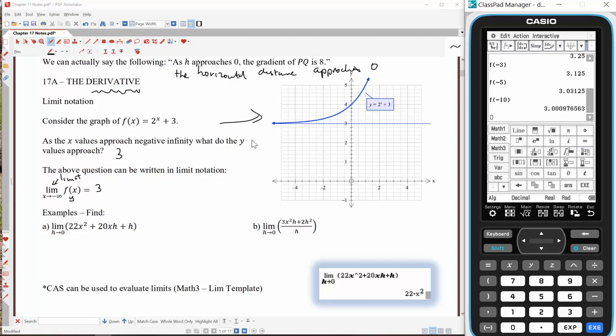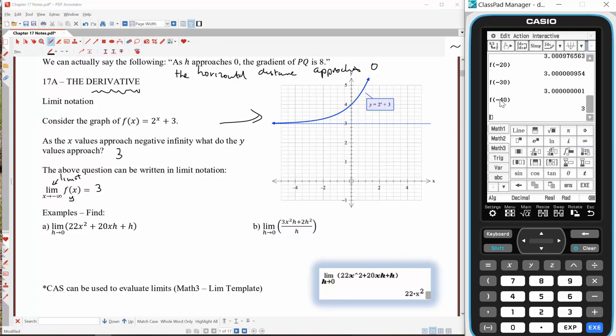Right, f of negative 10, okay, is somewhere down here. F of negative 20, getting closer. F of negative 30, getting really close. F of negative 40. Whoop. It seems to suggest it hits 3. Now, can I tell you, folks, it doesn't.